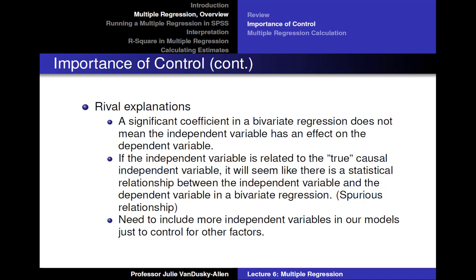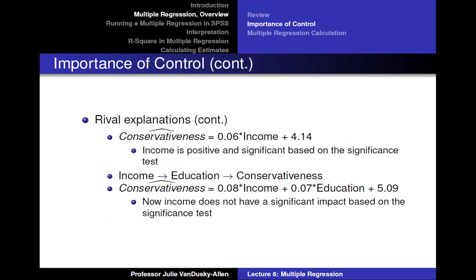Hence, we need to include more independent variables in our models just to make sure our results are not driven by spurious relationships. So for example, let's say education has a true causal impact on conservativeness, but we don't know that. We just think income does. So we run a bivariate regression model with income as the only independent variable, and it turns out that income does have a positive statistical effect on conservativeness. But the only reason why income has a statistical impact is because education and income are correlated.